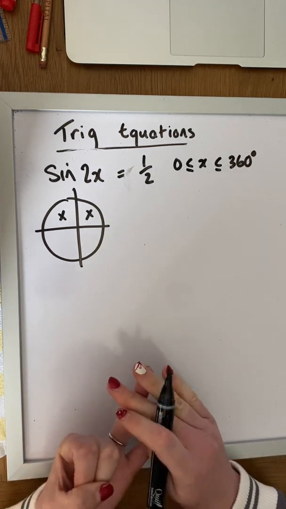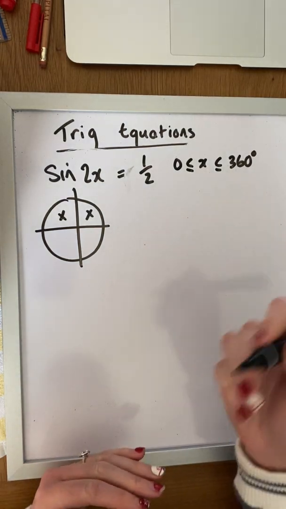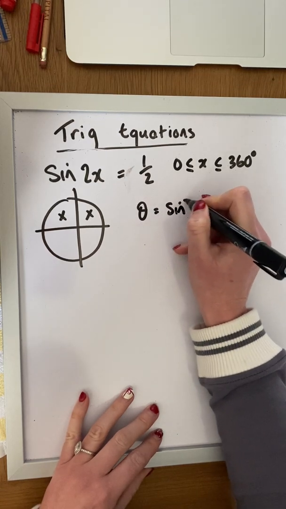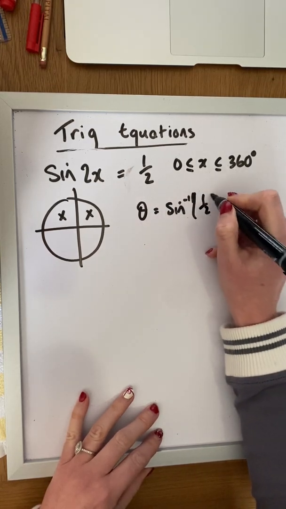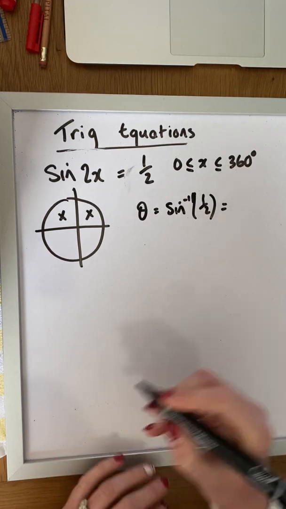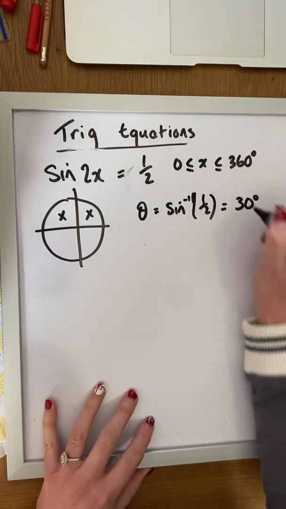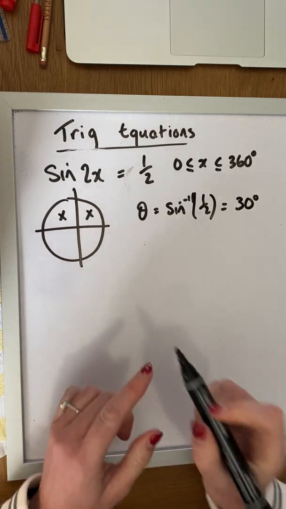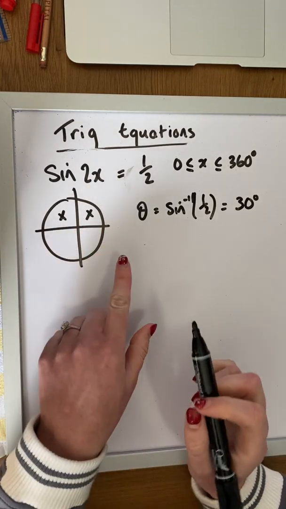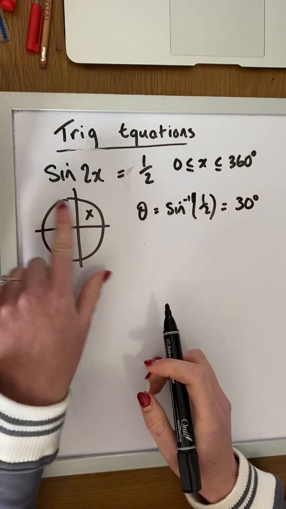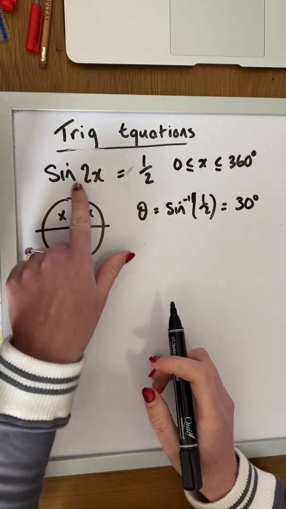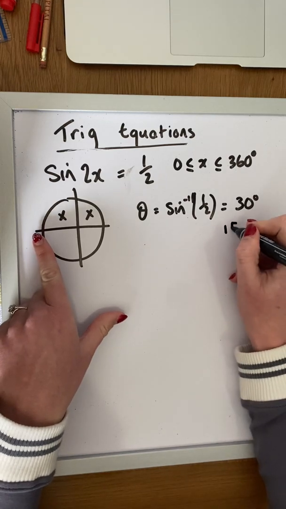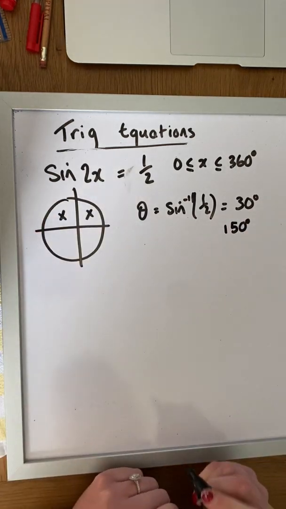The second step remains the same. We are going to identify the reference angle. So theta is the inverse sine of a half, which gives us 30 degrees. The next thing we do is we identify the equivalent angle in the second quadrant, so we know that the 2x could equal somewhere between 0 and 90, which is 30 degrees, and the equivalent angle here in the second quadrant is 150 degrees.